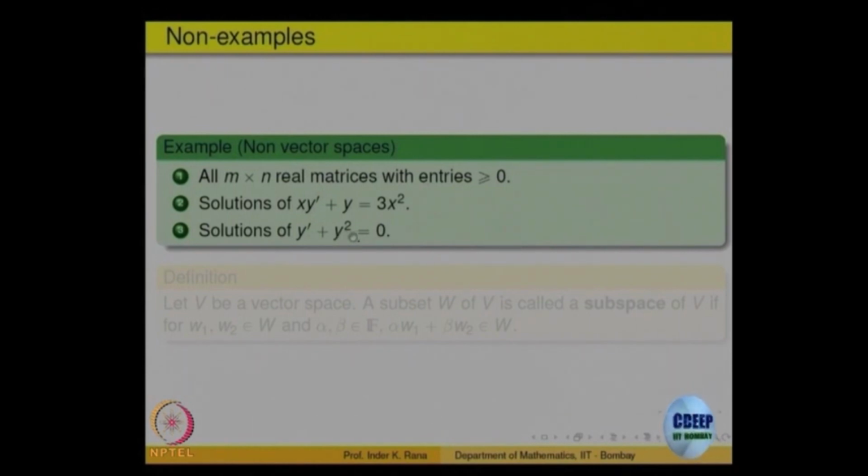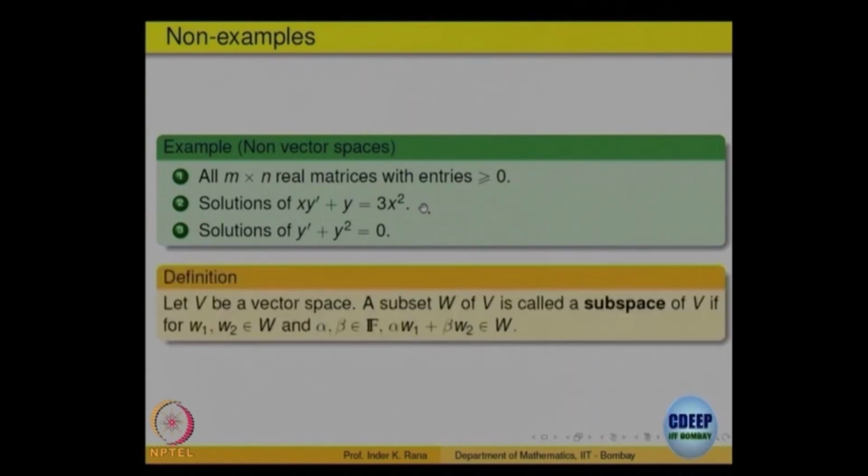Similarly, take y dash plus y square. These are something which are non-linear. So, the earlier one is non-homogeneous because the right hand side is not 0, and here it is y square coming, so it is the non-linear part coming, right. That is why it will not give a subspace. So, the study of non-linear differential equations and non-homogeneous differential equations will be a part of your course on differential equations, right.